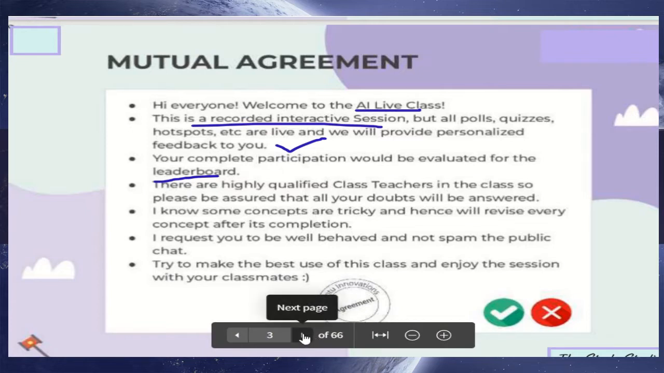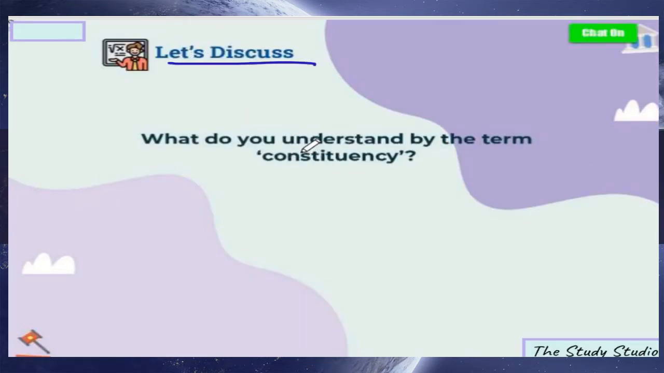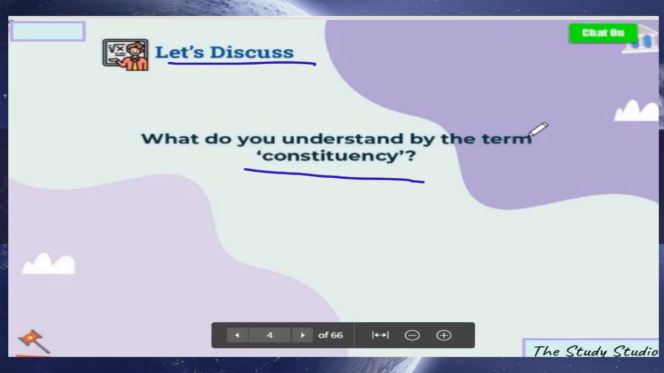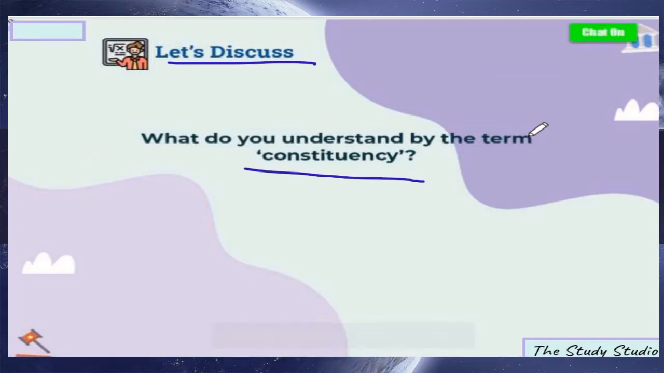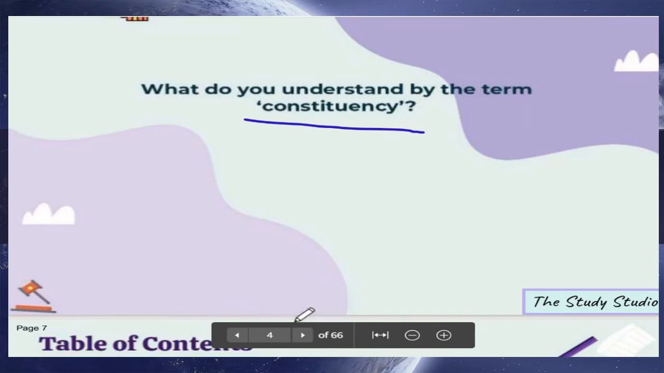So let's get started. So let's discuss. What do you understand by term constituency? Constituency means dash. Please answer in the comment section. Okay, let's go to the next slide.